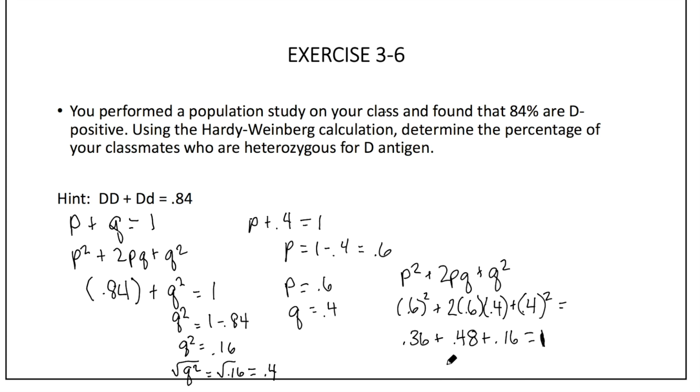So there's our answer. This is big D, big D, big D, little d, little d, little d. And our question was to find the heterozygous for D antigen. So that would be this. So our answer is 0.48, which is equal to 48%.